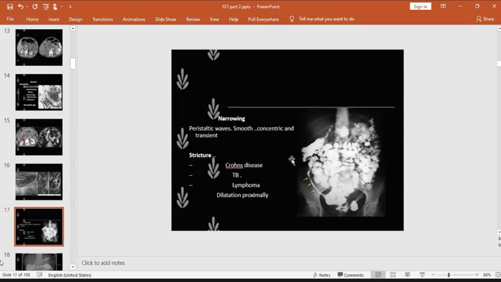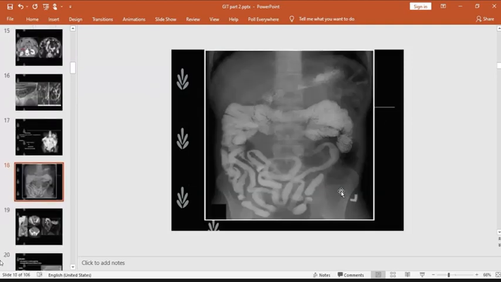Another sign is called narrowing or stricture of the small bowel. In cases of peristalsis it should be transient and smooth, while a permanent stricture could occur in Crohn's disease, in tuberculosis, lymphoma, and also when there is a dilatation proximally. If you look at this segment of the bowel, it is a narrowed segment. Long segment of the bowel with narrow segment.